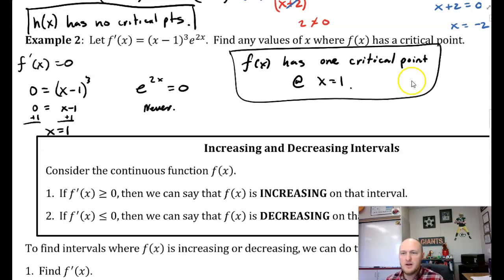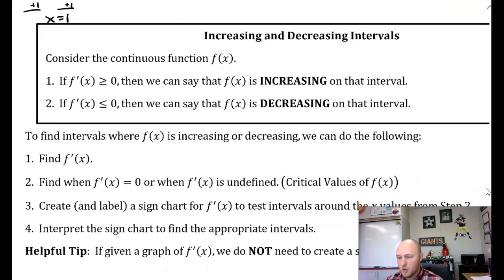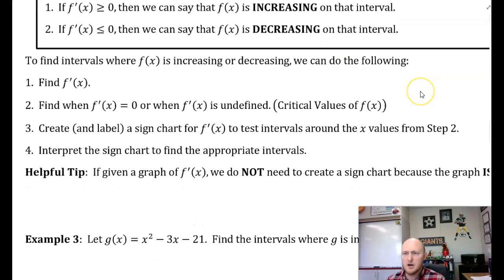Okay, what was the point of finding the critical points? Well, I need the critical points to help me find where to investigate for increasing and decreasing intervals because they break these up. Now remember, if f prime of x is greater than 0, that's a positive slope. The function is increasing. If my f prime of x is less than or equal to 0, we say that function is decreasing on that interval, okay? So, how do we go ahead and find increasing and decreasing intervals?